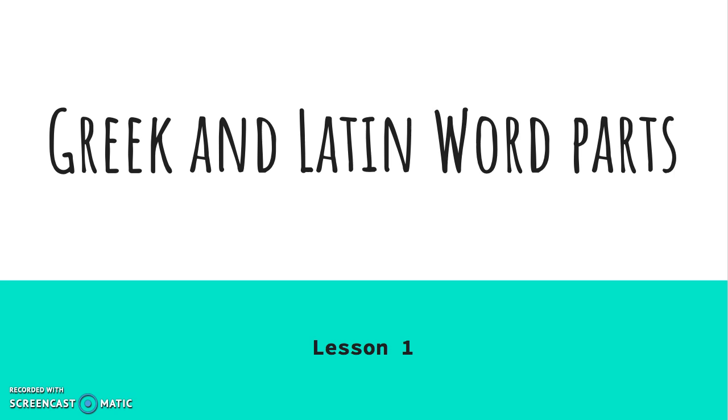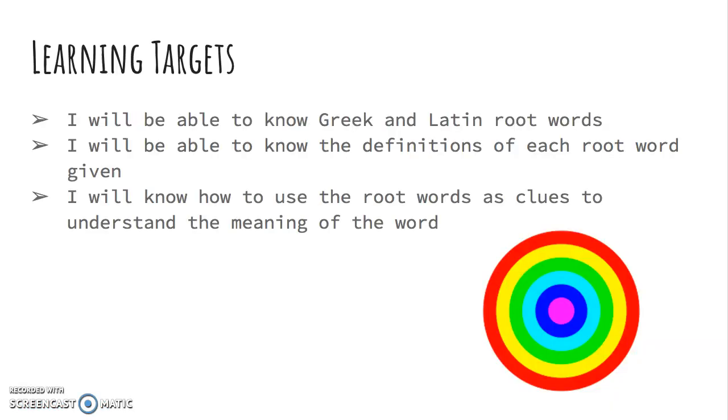So for our learning targets, I will be able to know Greek and Latin word parts. I will be able to know the definition of each root word given, and I will be able to use the word parts as clues to understand the meaning of the word. So if we look at a word and it has multiple word parts, we can use each word part to understand the definition of that word overall.